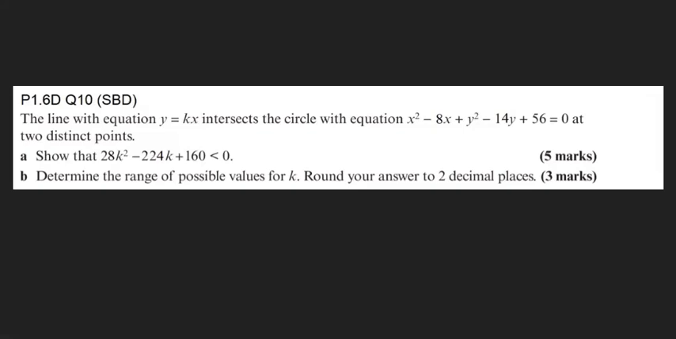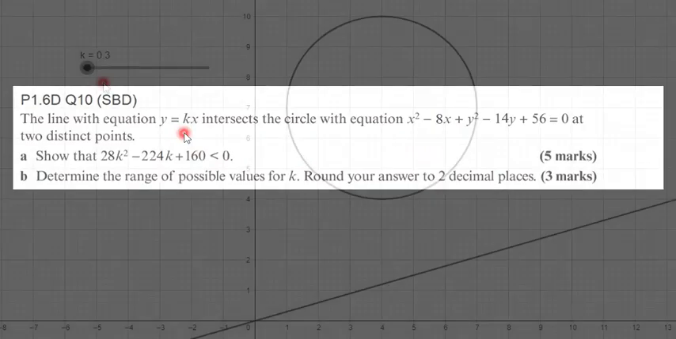This is a similar but different question from Pure Book 1, exercise 6D, question 10. So we've been asked to find where the line with this equation intersects the circle with this equation, such that it's crossing at two distinct points, so it's not just touching the circle. And what we're looking at is what values of k will allow these to intersect.